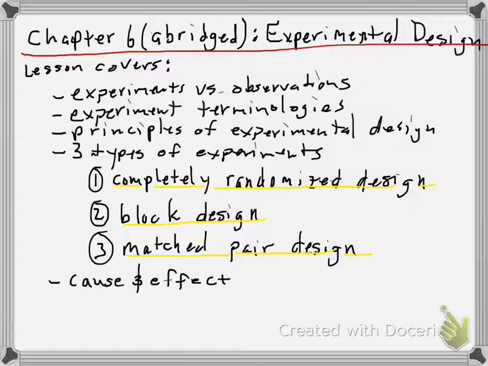So, what are you going to need to know for this chapter? Well, here are the major themes. We're going to need to know experiments versus observations. We've actually already seen that. We're going to talk about some experiment terminology, so some definitions, some words that we use in experiments. Then we're going to talk about the important parts of experimental design. And really the big part of this chapter is going to be these 3 types of experiments that we're going to learn. Completely randomized design, block design, matched pair design, and then we're going to look at determining cause and effect through experiments as well.